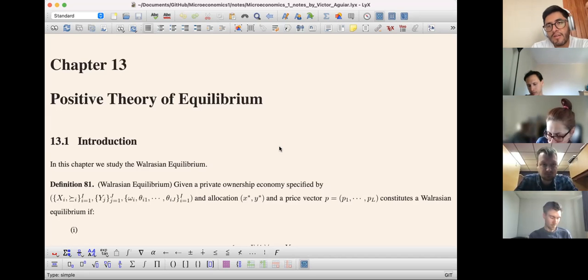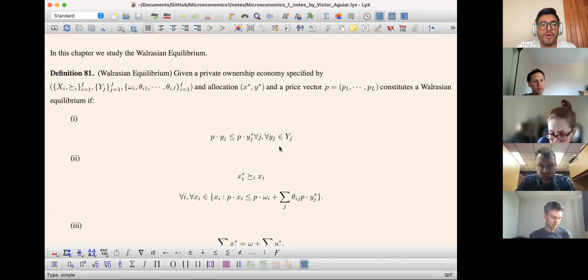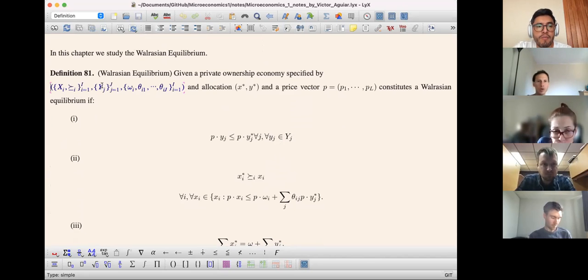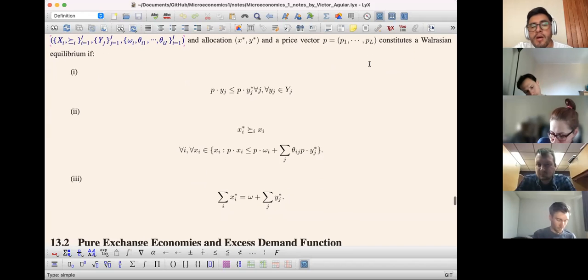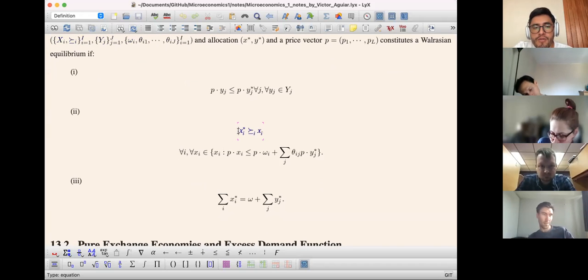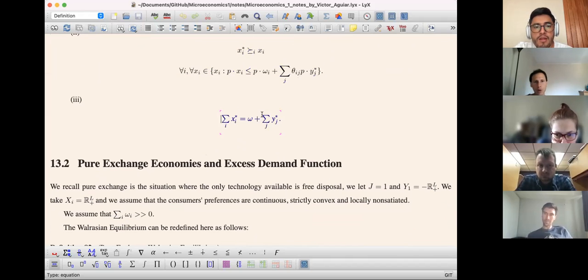So we're not going to prove uniqueness here. We're just going to show under what conditions we can establish existence of general equilibrium. So we're going to go back to the Walrasian equilibrium. We have seen this before. We have an ownership system theta. We have preferences and production. And then an allocation x star, y star, and a price vector constitutes a Walrasian equilibrium if firms profit maximize, consumers maximize preferences with an endogenous budget, and then markets clear.